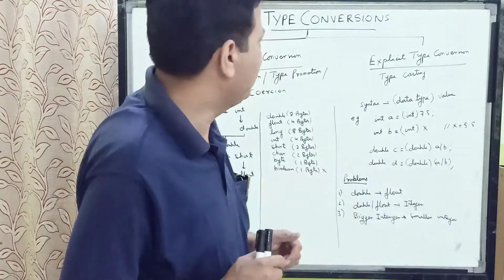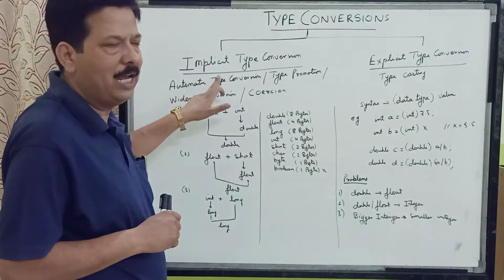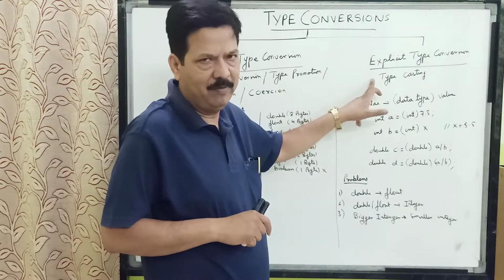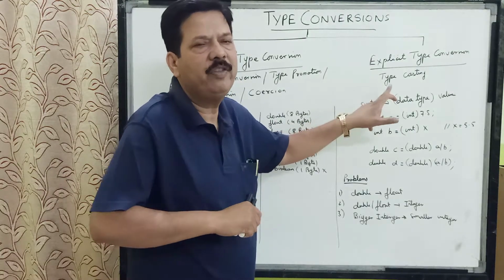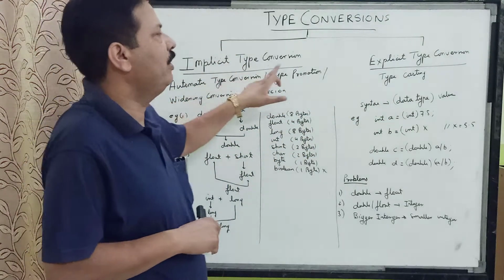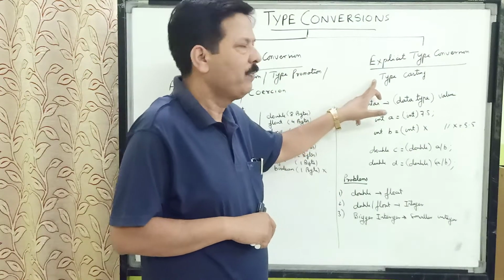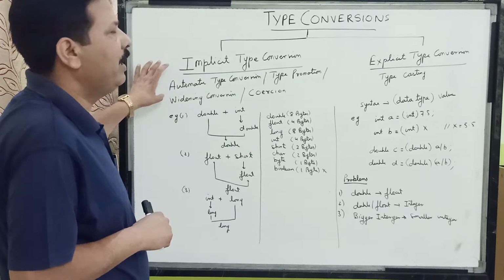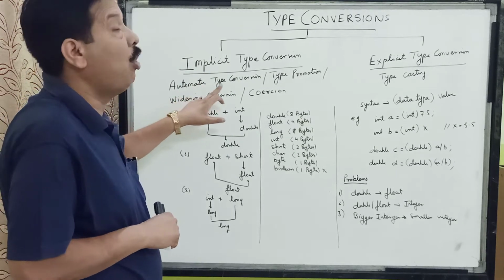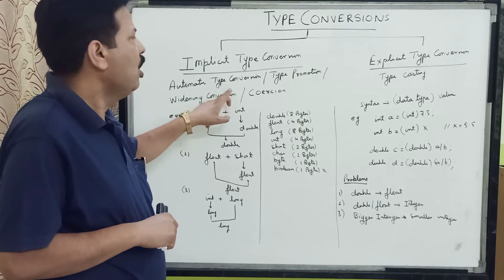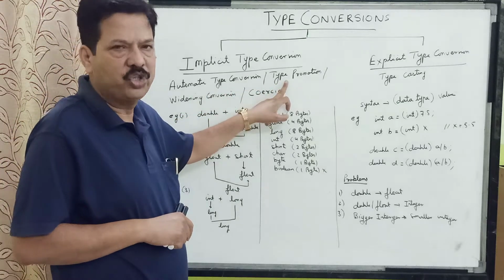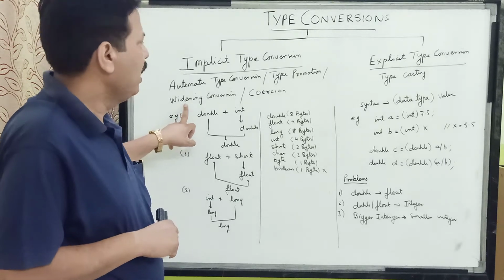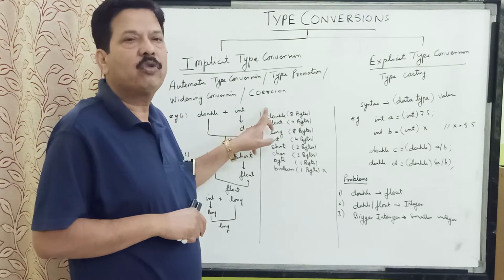And children, this type conversion in Java is of 2 types. It is implicit type conversion and explicit type conversion. So 2 types of conversions are there: implicit type conversion and explicit type conversion. So children, when we talk about implicit type conversion, there are some other names given to it. It is also called automatic type conversion, or type promotion, or widening conversion, and it is also known as coercion.